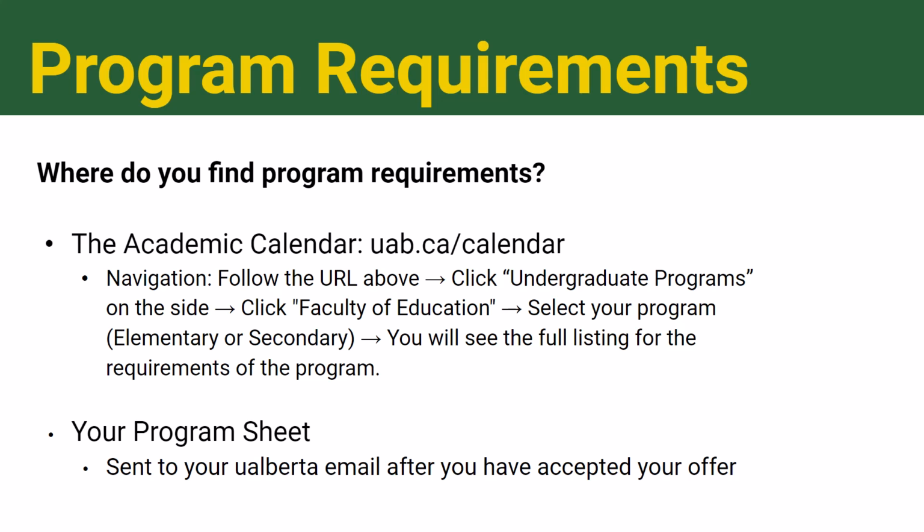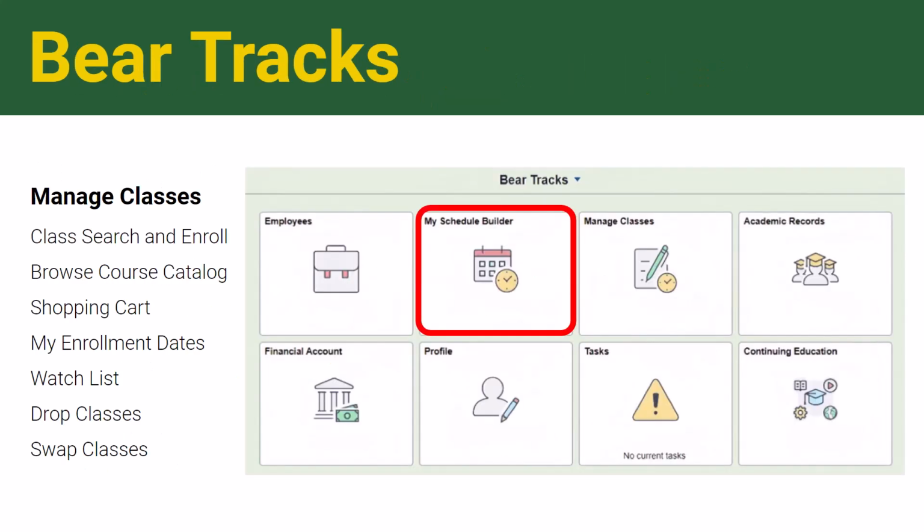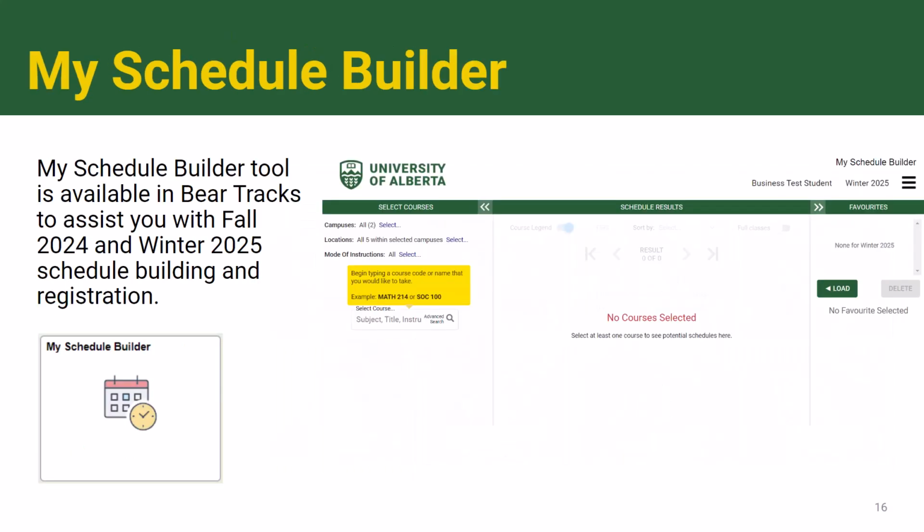So you can actually find all of that information available in the calendar at uab.ca/calendar, along with your program sheet that will be emailed to you after you've accepted your offer. By now, you're familiar with Launchpad, our admission system. However, for course registration, you're going to be using something called BearTracks. BearTracks will be your best friend. This is where you can check out your grades, pay your tuition, register for classes, and more. Get access by using your CCID and password at uab.ca/BearTracks. This is what your schedule builder will look like.